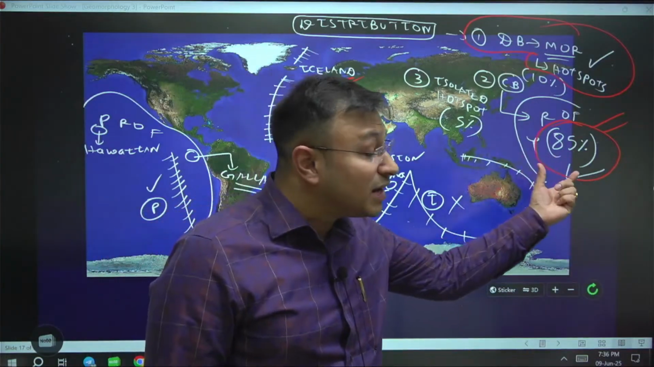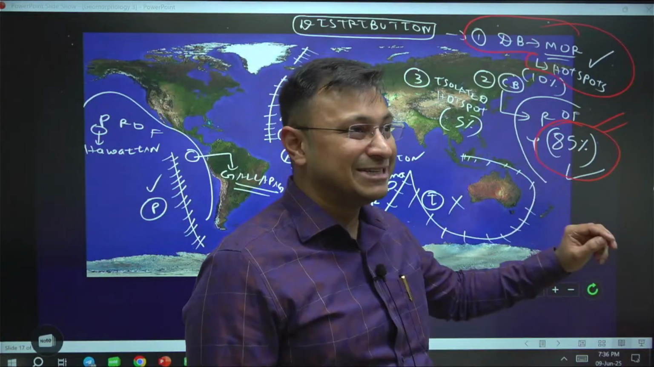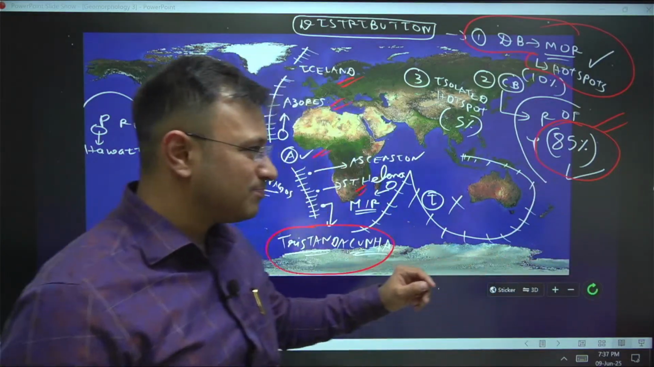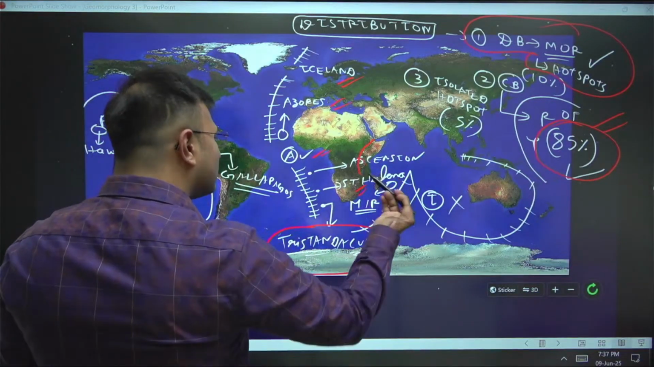A staggering 85% of the volcanic eruptions that we have on Earth are in the Pacific Ring of Fire. Sir, right now the Great African Rift Valley has also become active.